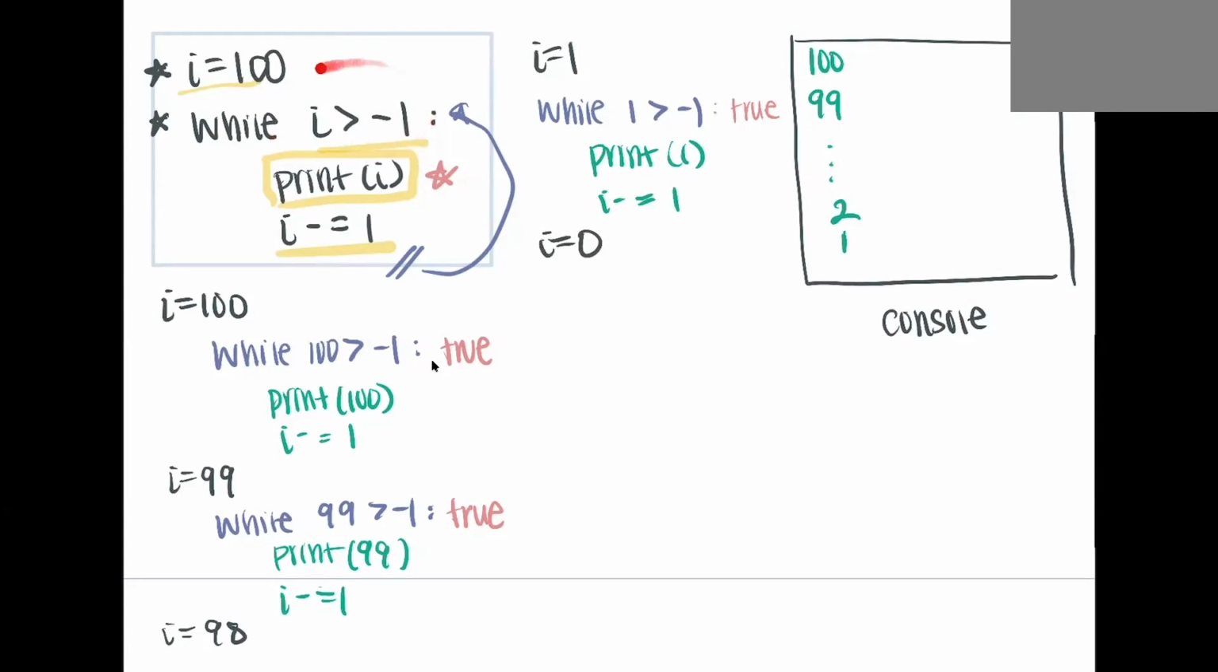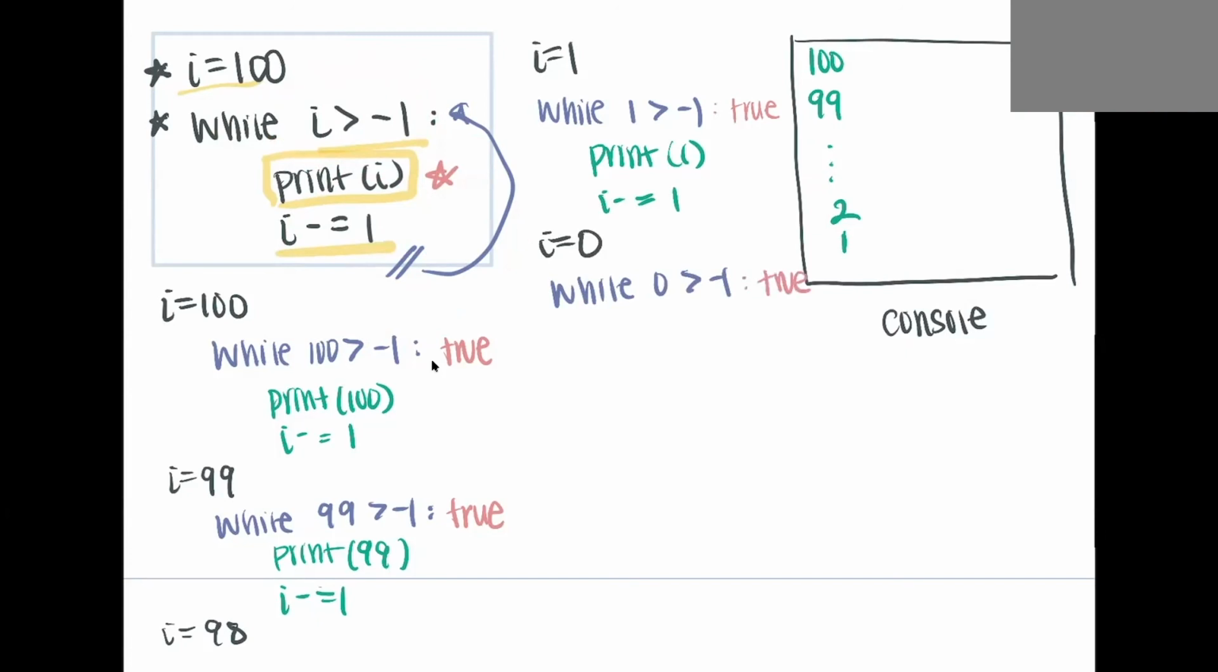Going back in to check right here, because we hit the bottom, we're going to go to the top and check this condition. So we're going to check while 0 is greater than -1. Is this true or is this false? Very good. This is a true statement.